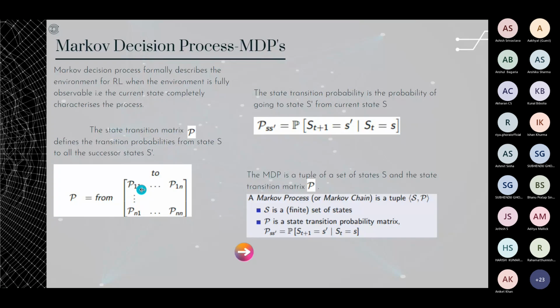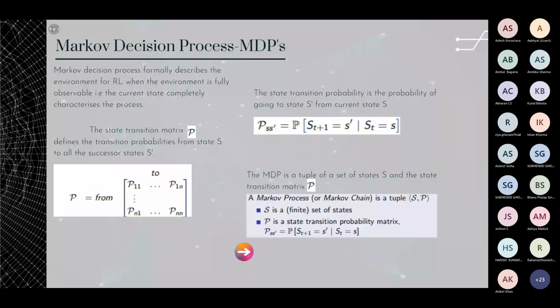So this obviously would be 1, and the matrix has dimensions n cross n, where n is the number of states. So the probability P(1,n) is basically the probability of going to state n when you are in state 1. So you can visualize how this matrix will look.